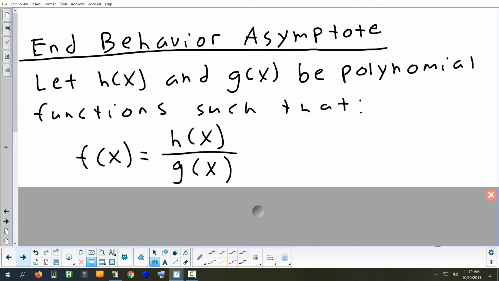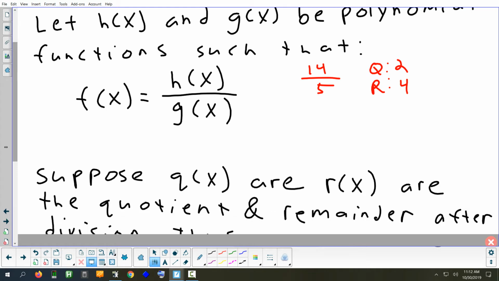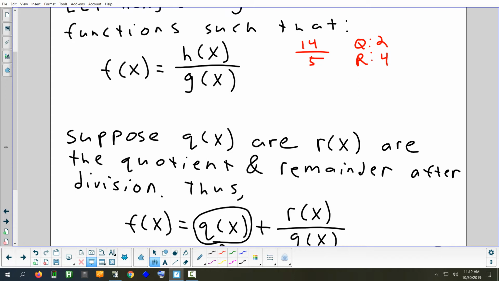So let's suppose you had something like, let's say we did 14 divided by 5. Okay. Just going to write the quotient and the remainder. Quotient is 2. Remainder is 4. Okay, just keep that in the back of your head for a second. So when you divide two things, you're going to get a quotient and you're going to get a remainder that satisfies the following formula. Quotient plus remainder over original denominator. And I'm going to show you how that works with numbers, and then I'll actually do one, show you what happens with polynomials.